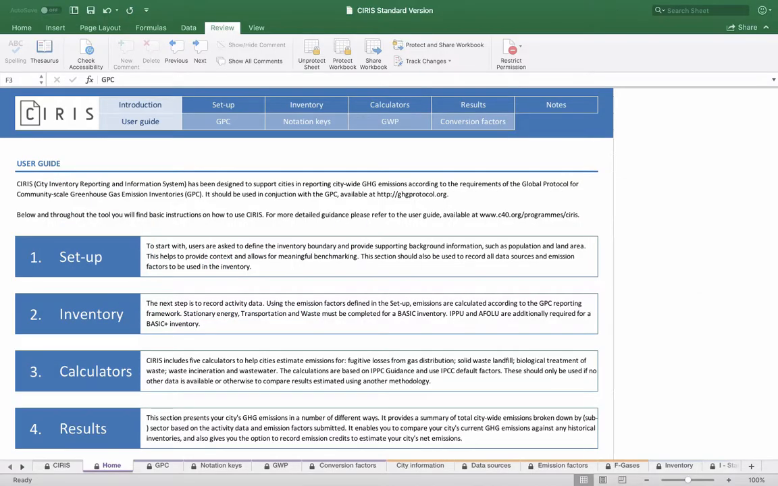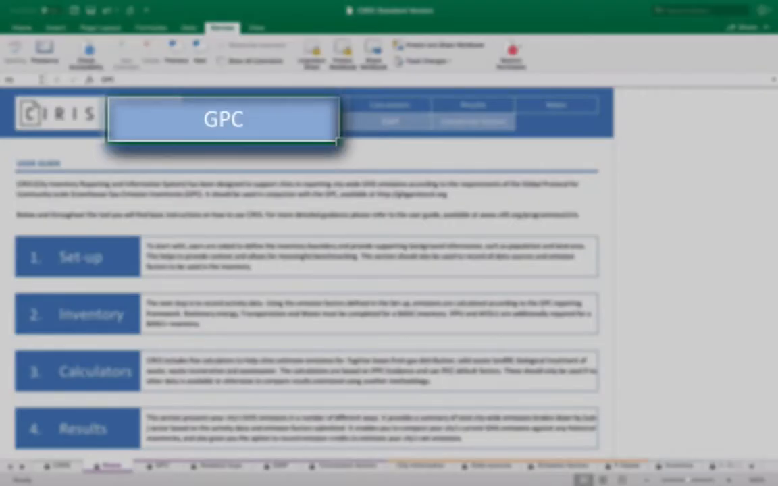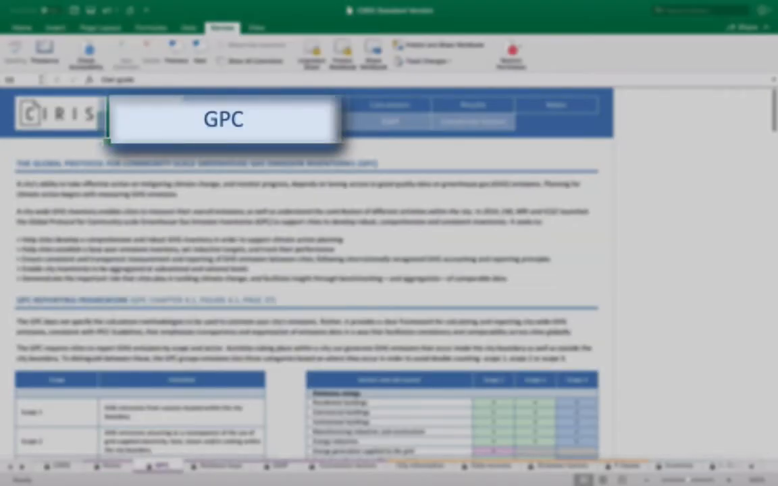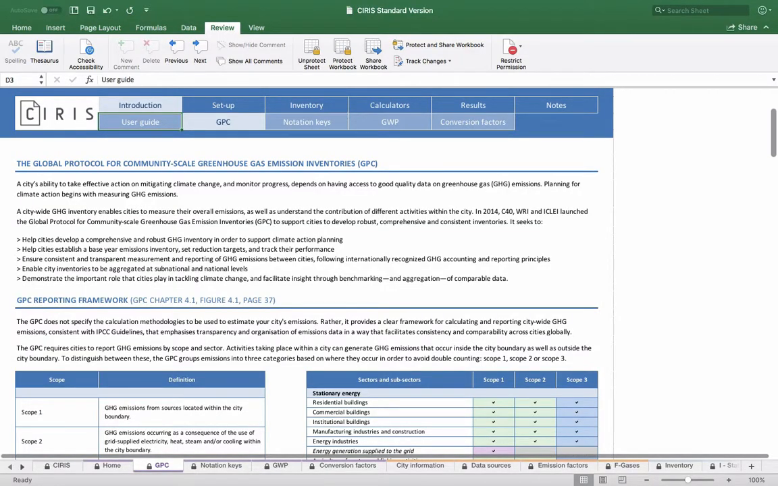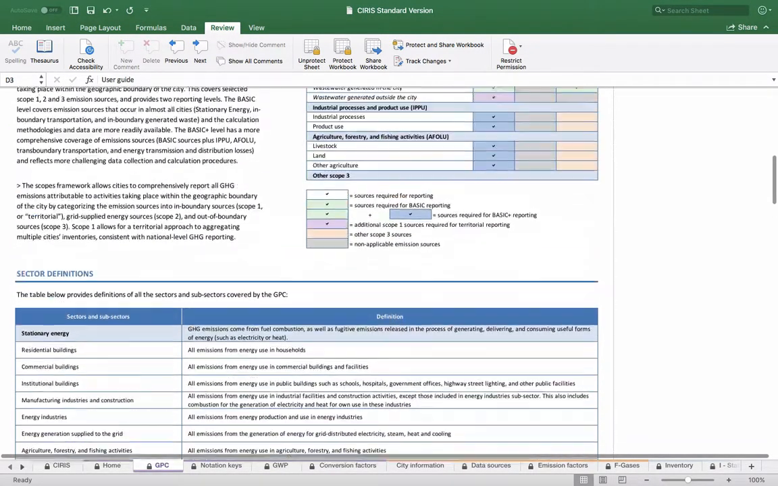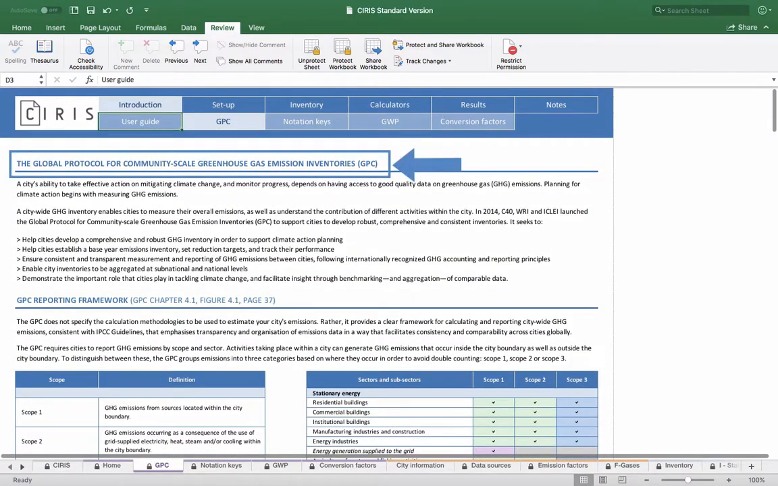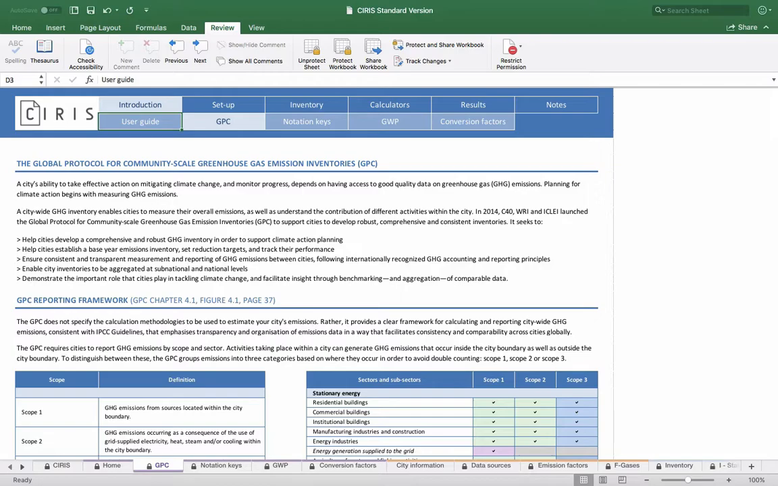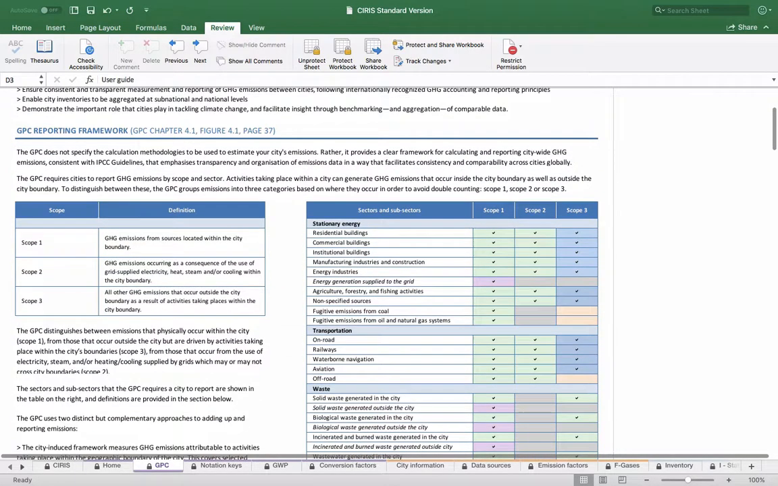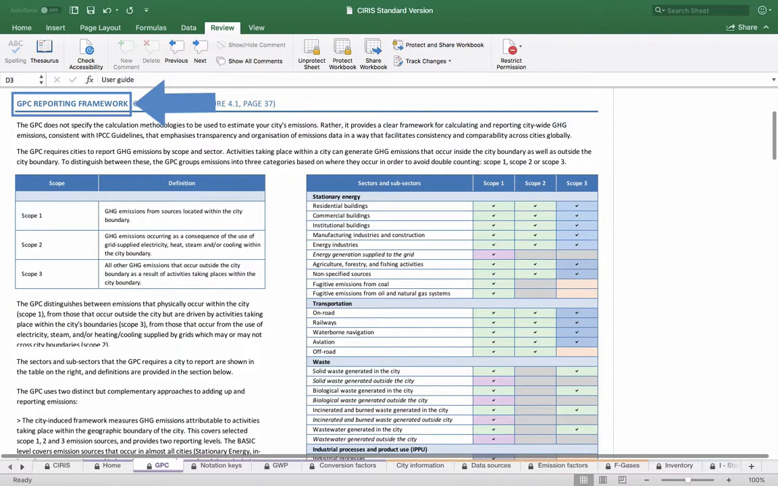The second sheet gives a basic introduction to the Global Protocol for Community-Scale Greenhouse Gas Emission Inventories (GPC) standard, and it's split into 3 sections. The first section provides a brief overview of the GPC, as well as the rationale behind its creation and what its uses are. The second section contains information regarding the GPC reporting framework.